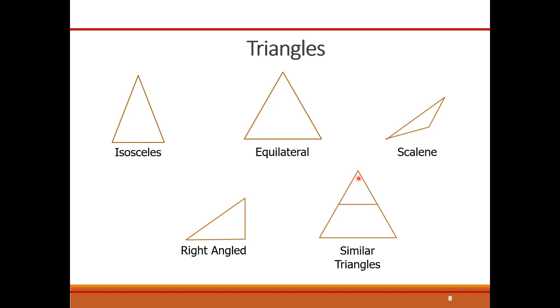Similarly, the two inclined sides are parallel to one another as well, and some of the portion is also intersecting the other. So these two triangles are known as similar triangles.